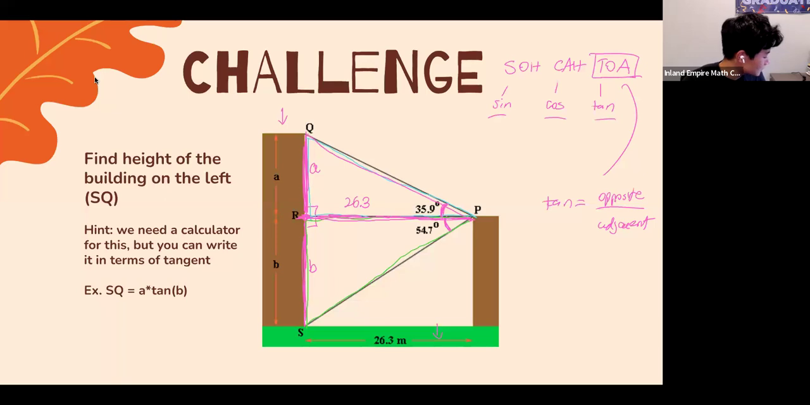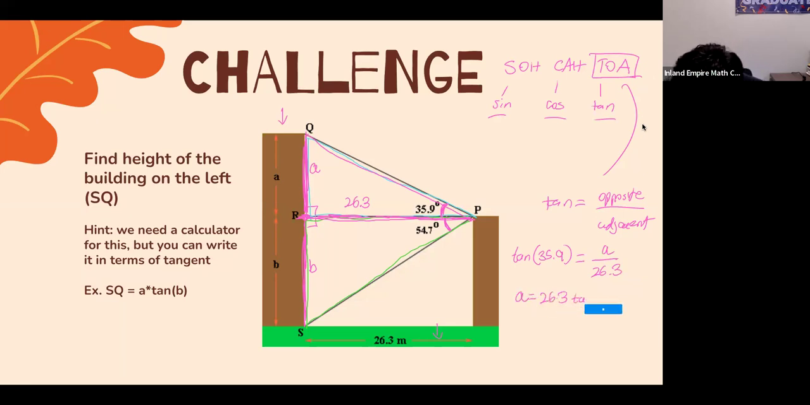And so I don't know if you guys have a calculator, but can you get it ready? So we can give them a concrete answer once we're done. Maybe Desmos would work too. But in this case, we would say that tangent of our angle theta, which is 35.9, is equal to our opposite, which is A, over our adjacent, which is 26.3. And so A, therefore, is equal to 26.3 times tangent 35.9.